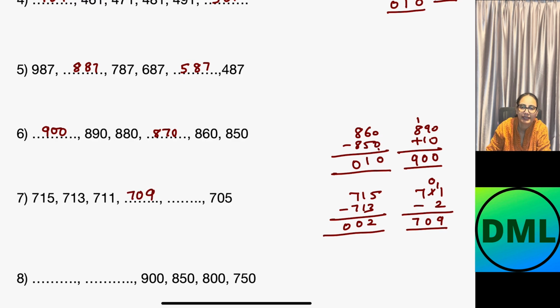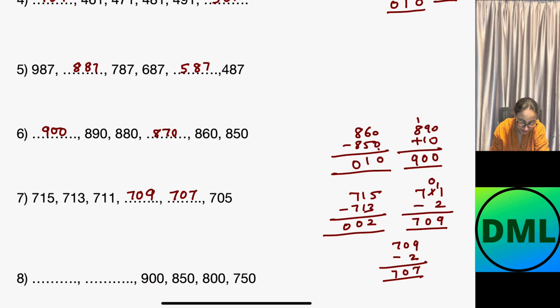Let's calculate the next number by subtracting 2 from it. 709 minus 2. Let's do it here. 9 minus 2 is 7. 0 and 7. 707. My next missing number is 707. Let's see the next example here.